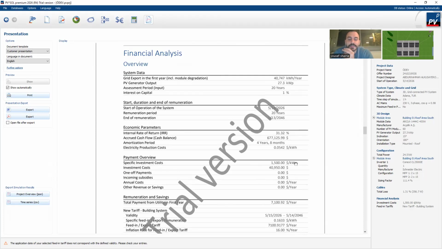Okay, the system starts operation on May 14, 2026, with a remuneration period of 20 years, ending in May 2046. The feed-in and export tariff is $0.1633 per kilowatt hour, which provides steady revenue for the system owner.